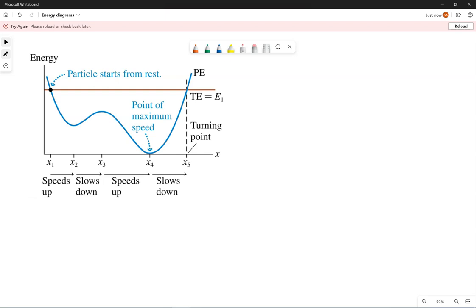One thing we do keep in mind, though, when we're looking at an energy diagram like this, is that we are defining the total energy. So TE, they're representing as total energy. This energy is constant, meaning all of the potential energy and kinetic energy in the system at one moment in time is still there at another moment in time.